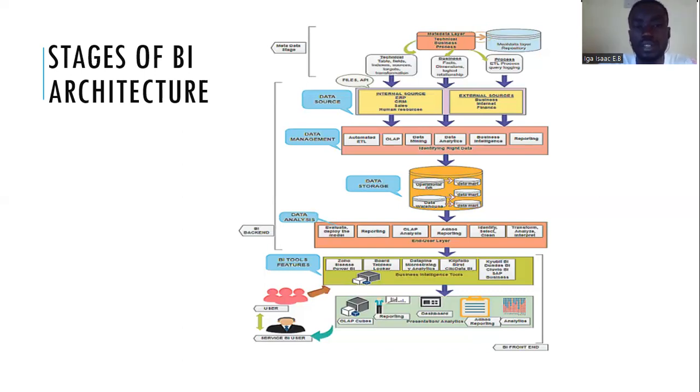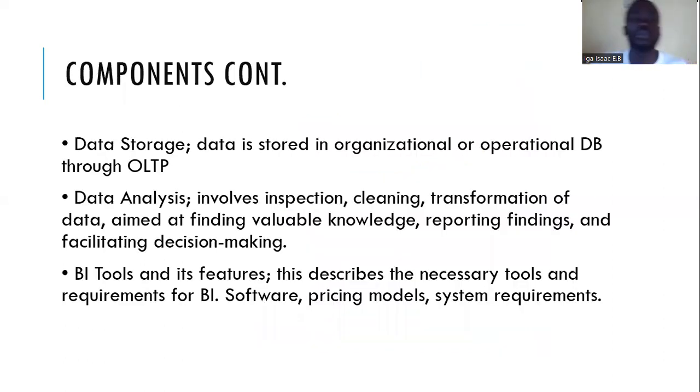And then data analysis involves inspection, cleaning, transformation of data aimed at finding valuable knowledge, reporting findings, and facilitating decision making. Then the business intelligence tools and features. These are tools that help us in running the processes. Software, pricing models, and system requirements are all under the business tools. They give us what the system needs for some of these tools to work and how they are priced.